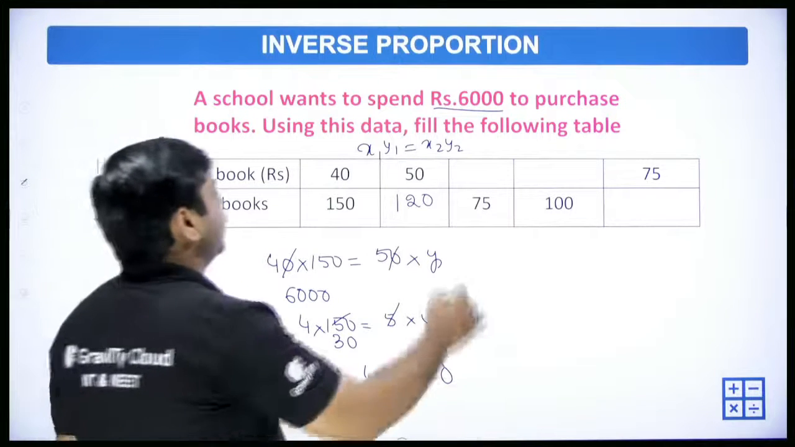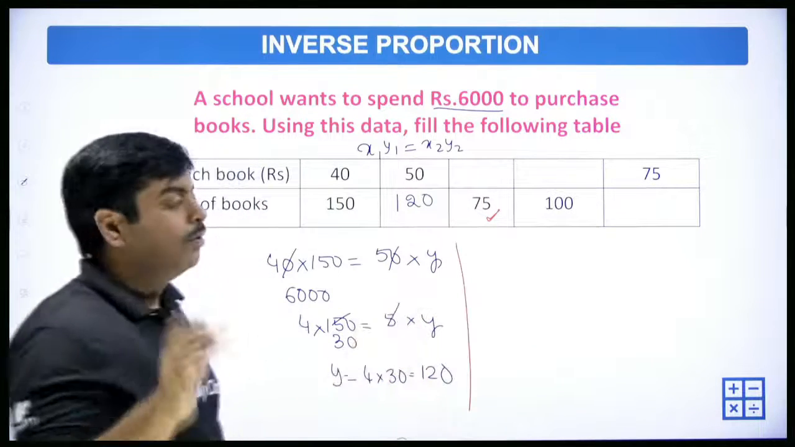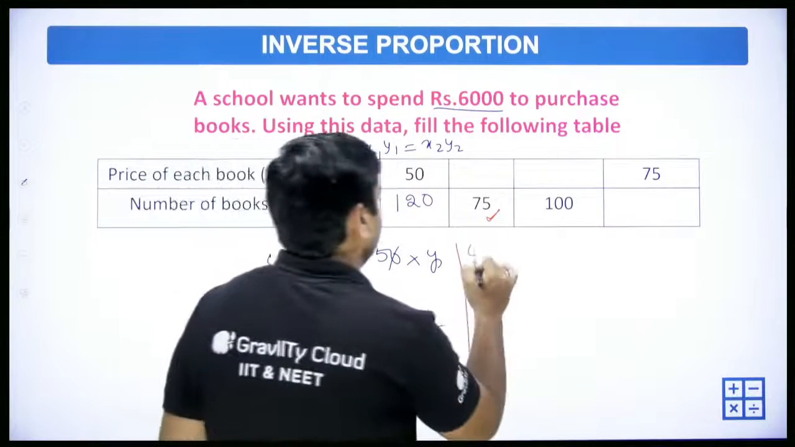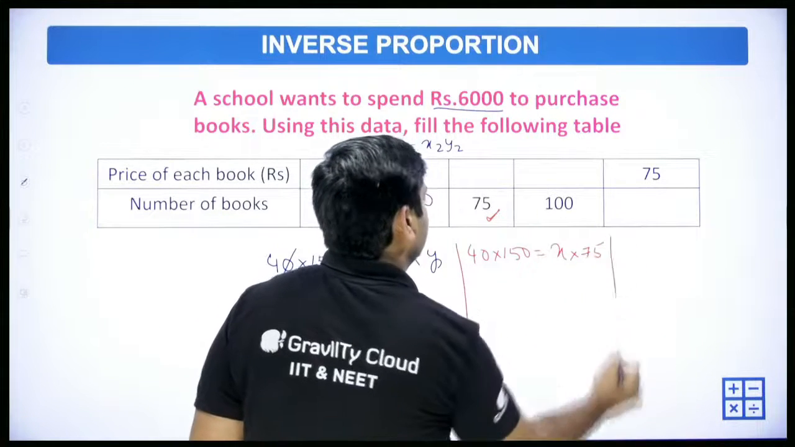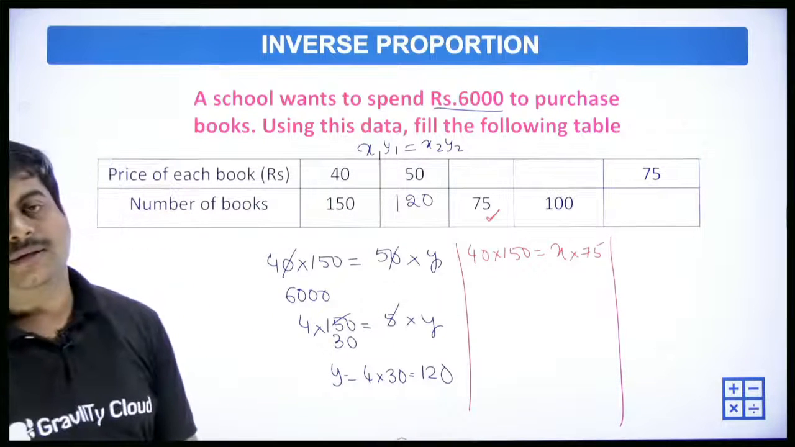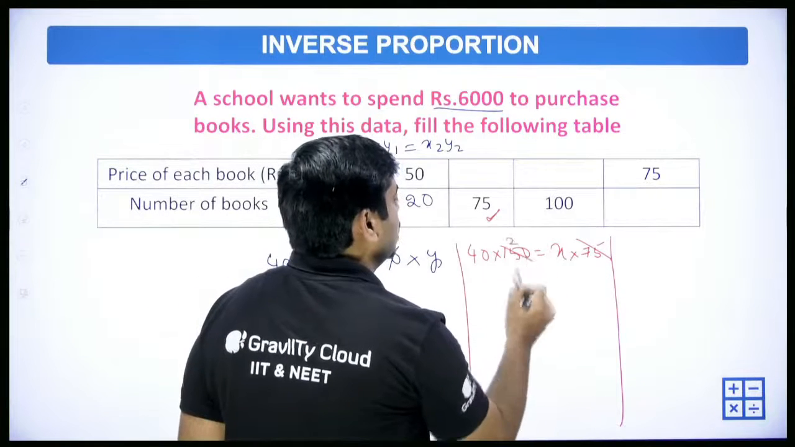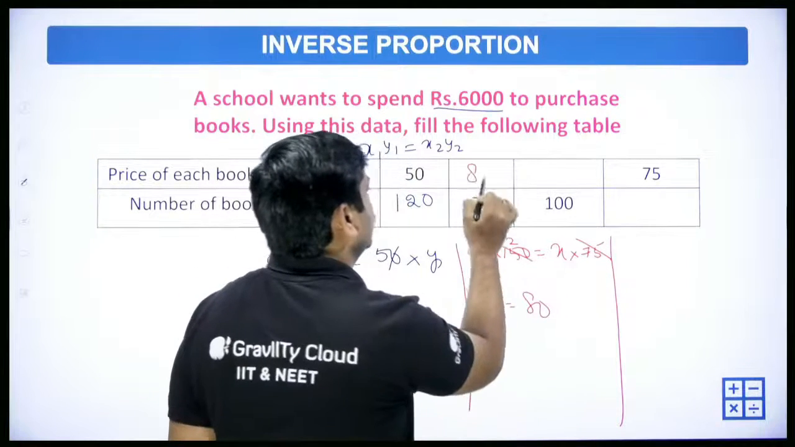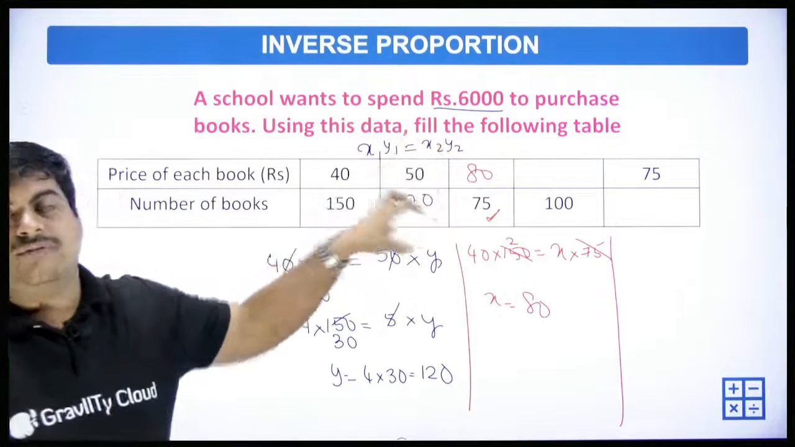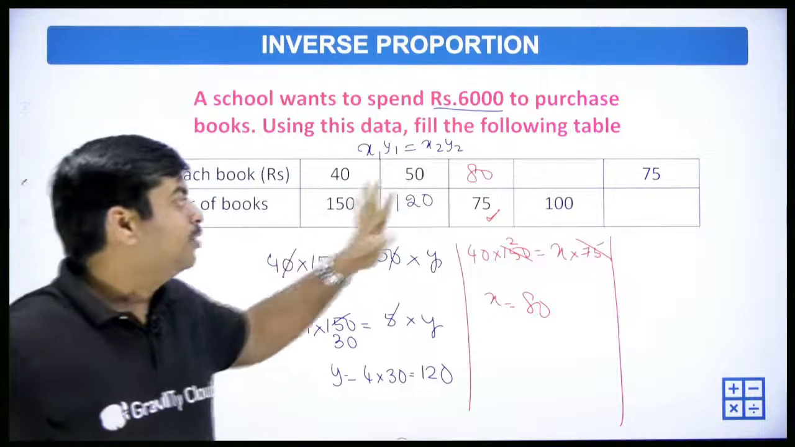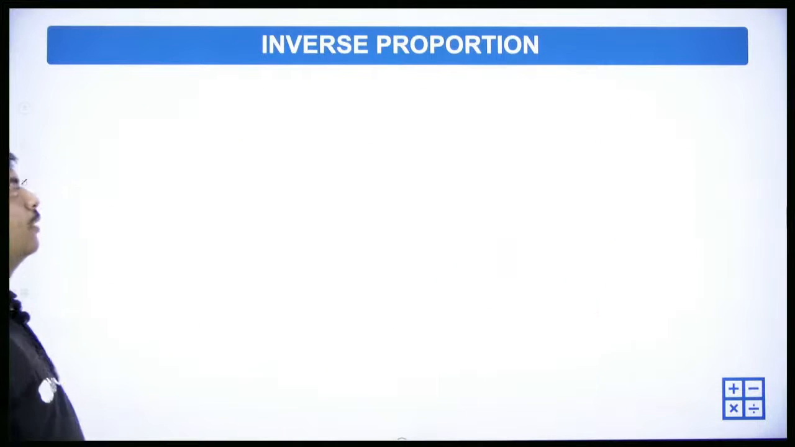The same way, if you're trying to purchase 75 books, then what is the cost of each book? Again, I'm not going to do that now. I'm just giving the same thing. 40 into 150 is equal to x into 75. From this information, you can try to find the value of x. I know 75 into 2 is 150. So 75 ones and 75 twos. So x is equal to 80. Okay. So if each book costs 80 rupees, I can say that we can purchase only 75 books. So in the same pattern, you can do the remaining two. Clear? So let's move forward for the next one.